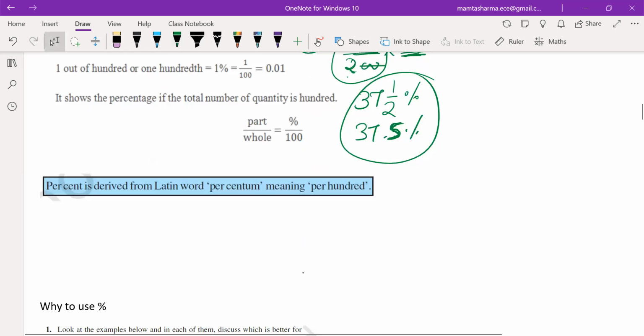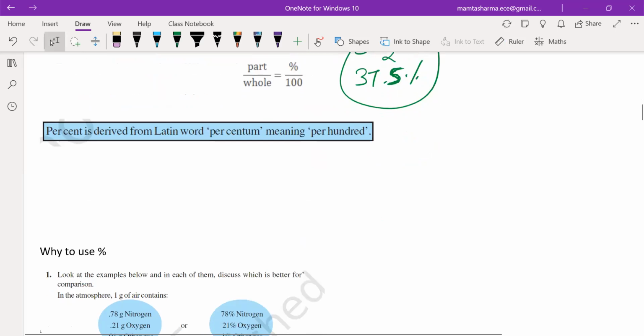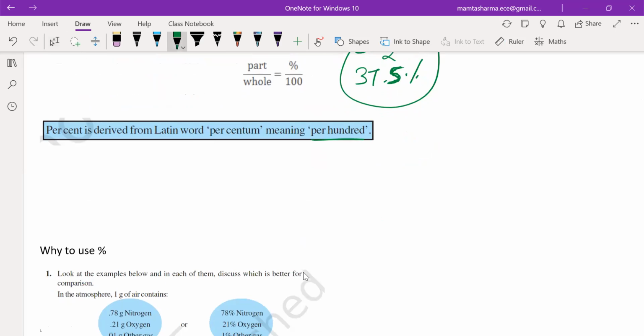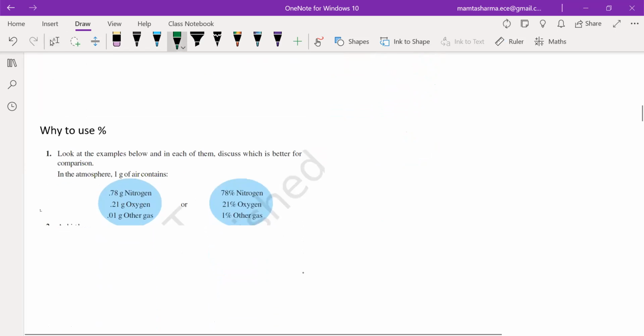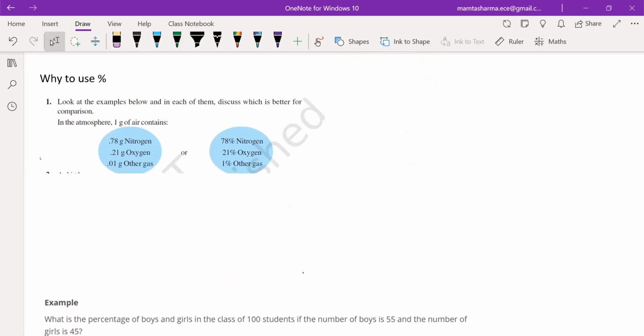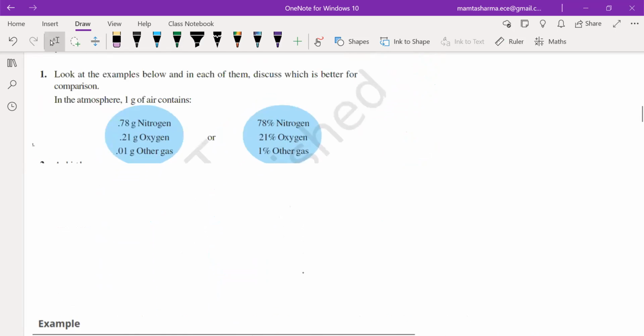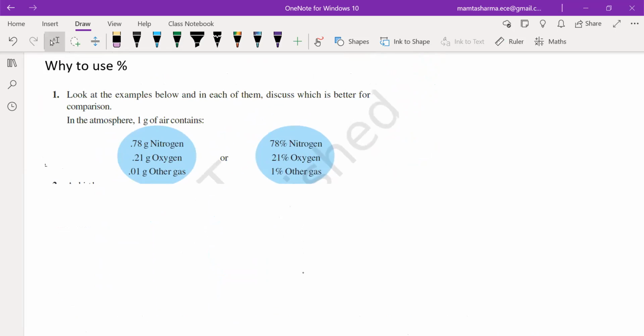What is the meaning of percentage? It is a Latin word, percentum, meaning per 100. We are talking about per 100. Now why are we using percentage? You might have heard that pollution is increasing day by day, and in pollution, the air is polluted. The air has nitrogen, oxygen, and other gases. If I say the nitrogen in the air is 0.78, oxygen 0.21, and other gases 0.01.